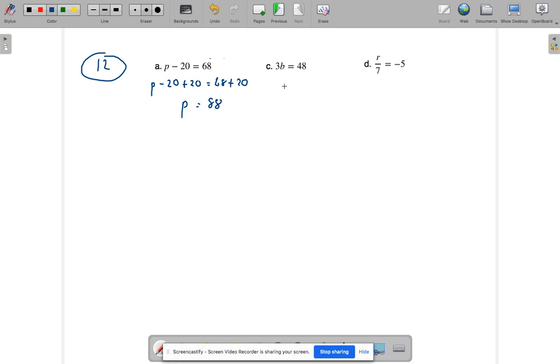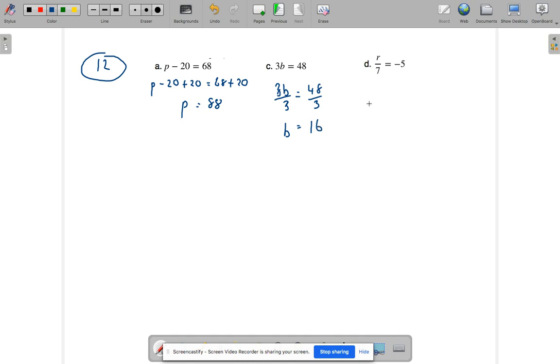All right, next question is 3b equals 48. Now remember, that's 3 times b equals 48. So to get b by itself, we divide both sides by 3. So I'm dividing the left and right by 3. That then gives me b by itself because the two 3's cancel, there and there. So b equals 16.